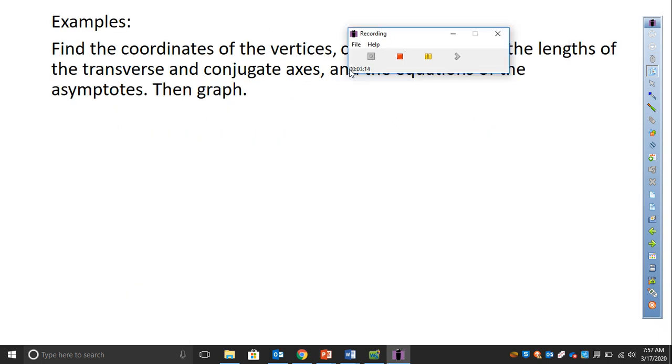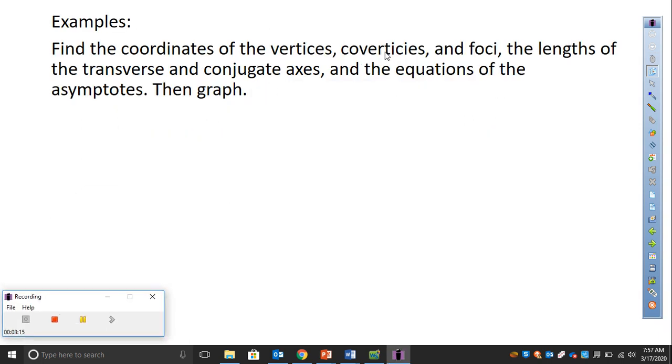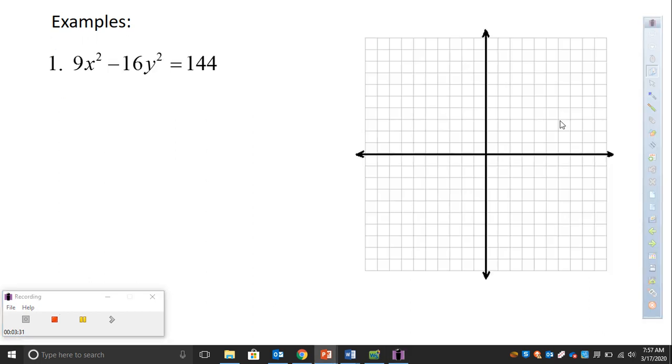So just like we've done before, this is everything I'm looking for: vertices, co-vertices, and we'll talk about the conjugate axis vertices. The co-vertices are not really part of the hyperbola, but I'll get into those. Foci, length of the transverse and conjugate axes, equations of the asymptotes, and we'll graph it.